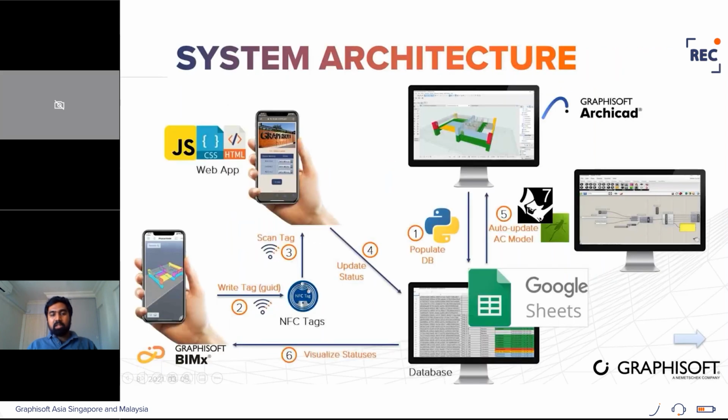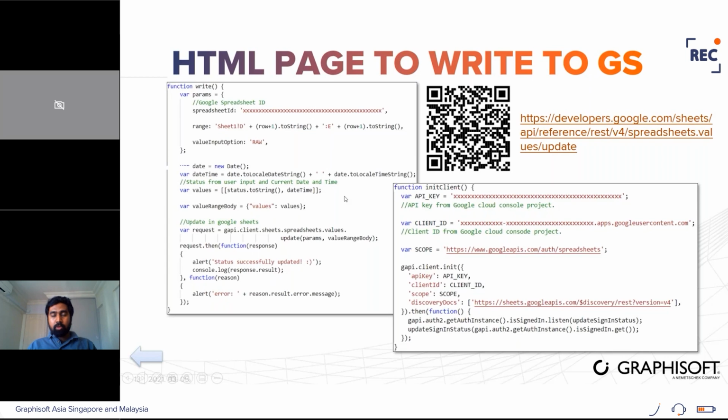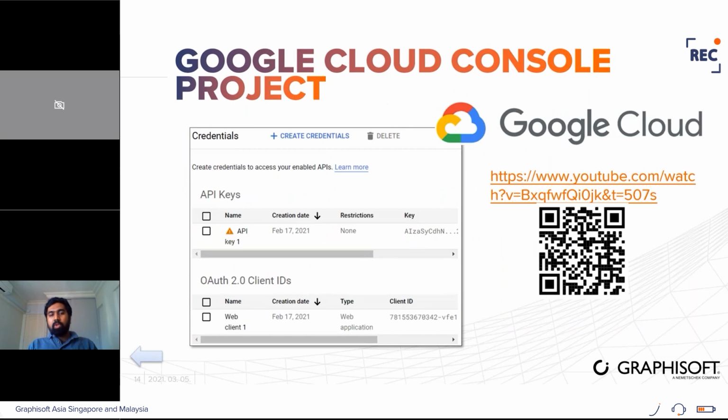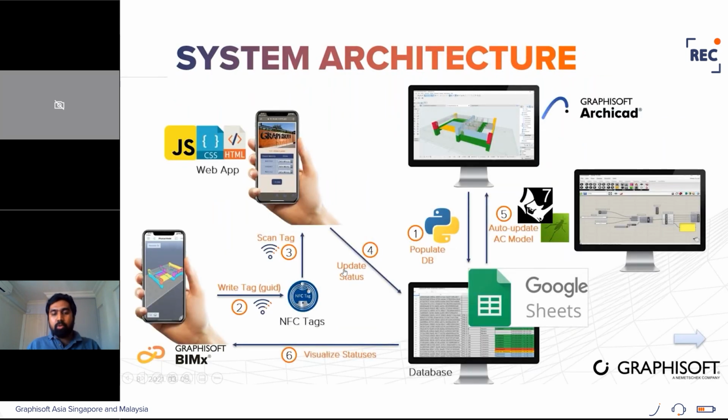So having done with the scanning, we'll see how to update the status into Google Sheets. So we are going to use Google Sheets API to write this. In order to use Google Sheets API, we must have a Google Cloud Console project, which will help us to generate the API key and the web client. So here is the link which you can follow and check how to create a Google Cloud Console project and then develop this API key and the web client authentication ID so that you can use it in your web browser to write it into Google Sheets.